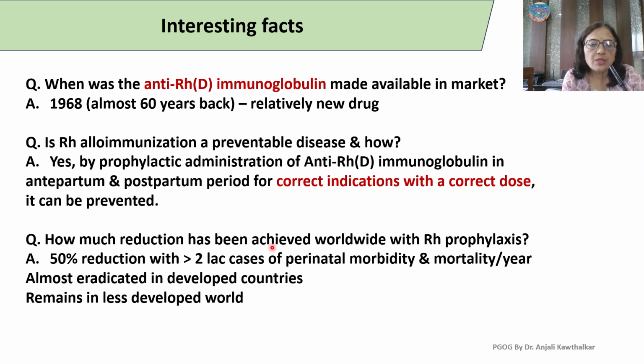So how much reduction has been achieved worldwide with the availability of Rh prophylaxis for greater than 50 years now? There is only a 50% reduction. Still, more than 2 lakh cases of perinatal morbidity and mortality per year are recorded all over the world. It is almost eradicated in developed countries, but it remains persistent in less developed countries, because in the less developed world it is not possible to achieve this prophylaxis for correct indications with a correct dose, because of the practical issues which are present there.